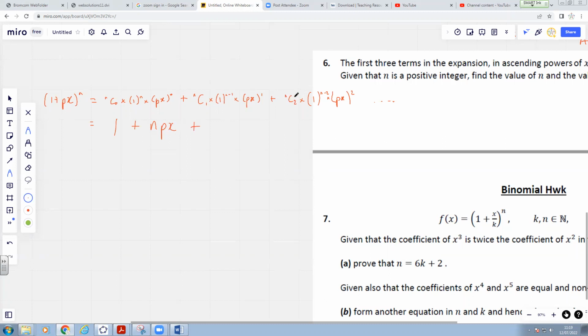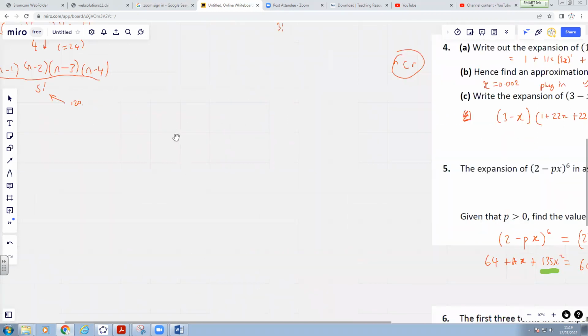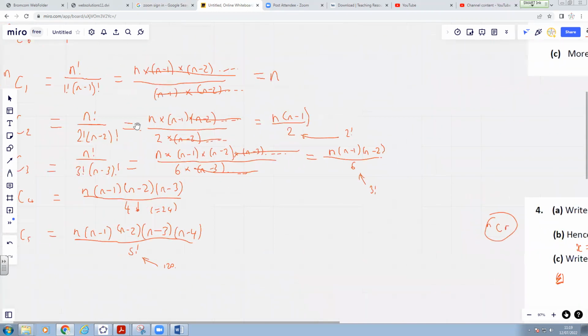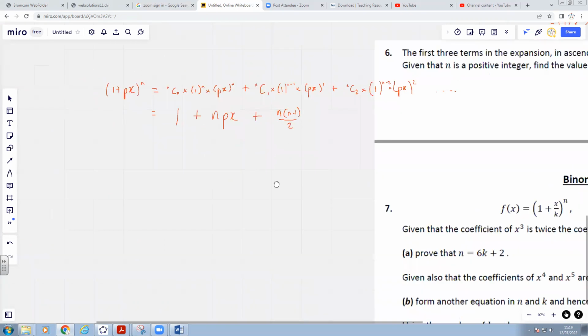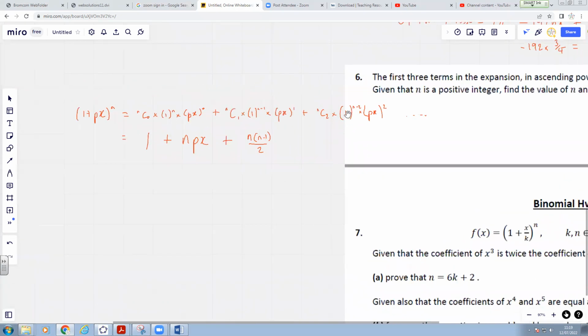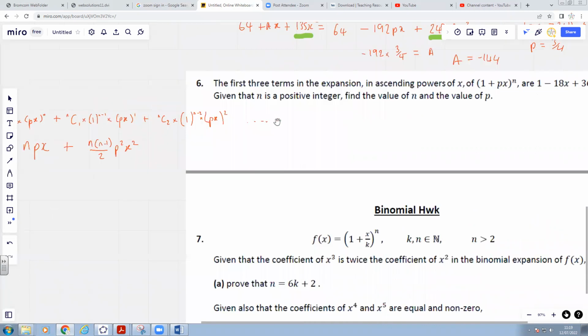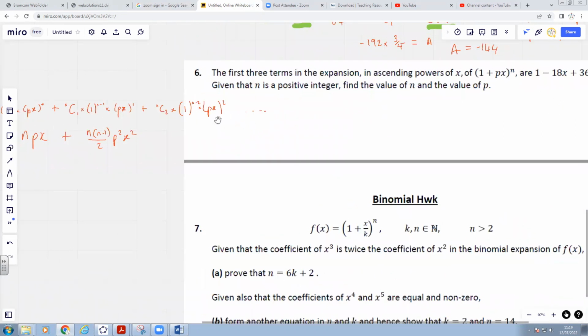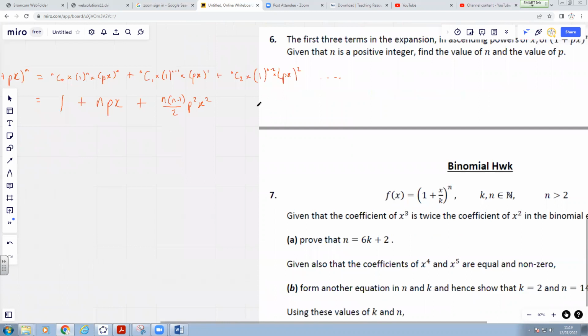And then here, this is going to be n times (n minus 1) over 2, because that's what n choose 2 equals. It's because the n factorial cancels with the (n minus 2) factorial, leaving just n times (n minus 1). And then you're over 2 factorial, which is 2. Then we're going to times by 1, and then times by p squared x squared. Now remember, they told us the answer should be 1 minus 18x plus 36p squared x squared. Let's write that down.